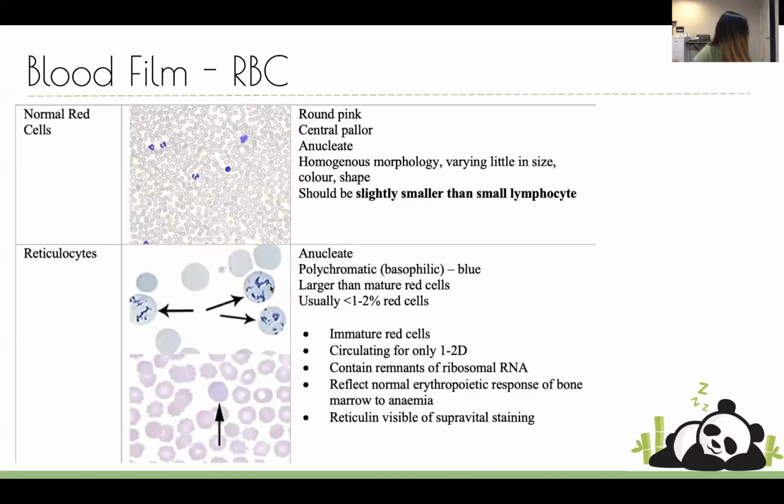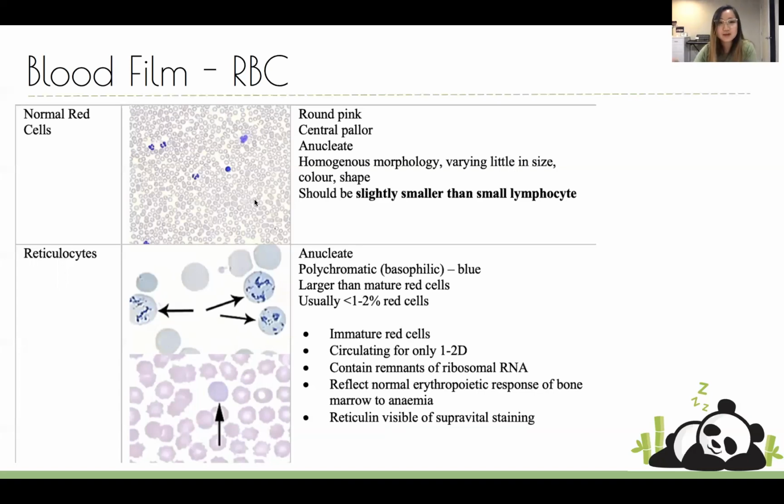So these are your blood film results. I took these straight from my notes, so they're not very pretty slides, but I thought they were informative. These are normal red cells. They look like this. They're round, pink, and have a central pallor. They have no nucleus, and the size of them should be slightly smaller than a small lymphocyte. So you can see they're all a little bit smaller. When they're bigger than a lymphocyte, that's when you're thinking, oh, it might be macrocytic.